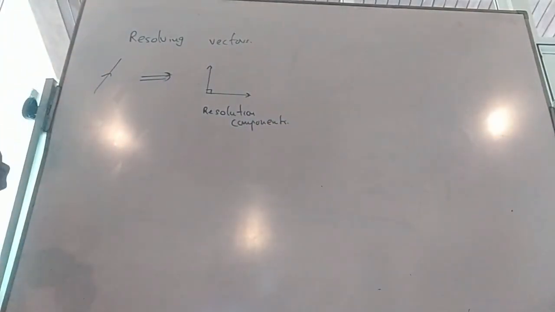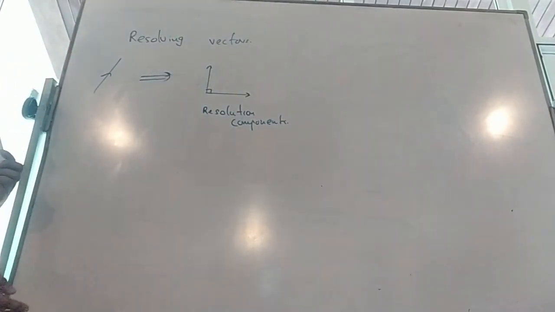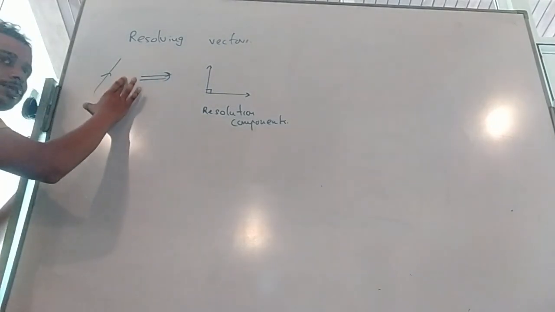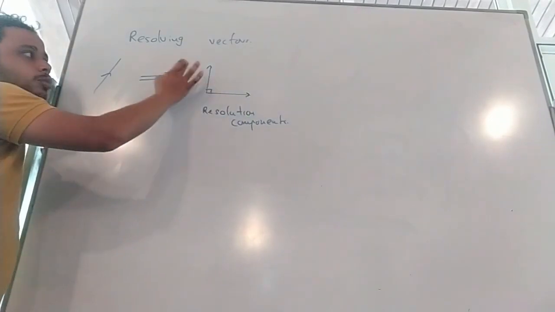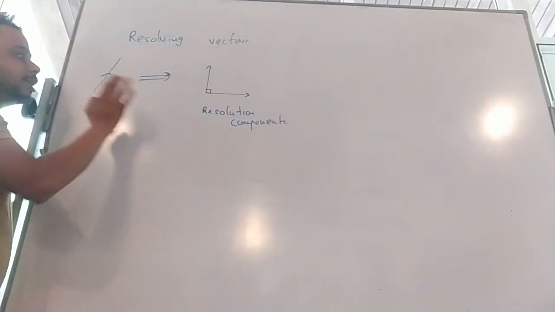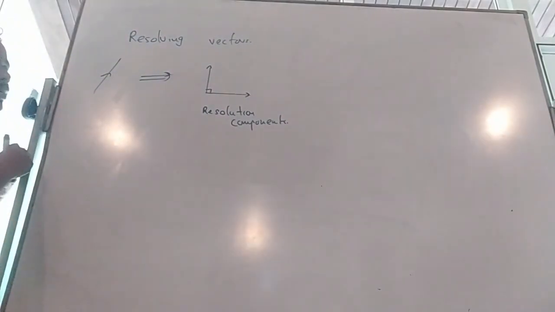Right? So normally we just say the components of these two vectors. That means when you are dividing this one into two vectors, those two components have to be perpendicular to each other. But they are not perpendicular to this one. Okay, here is how we are doing it.